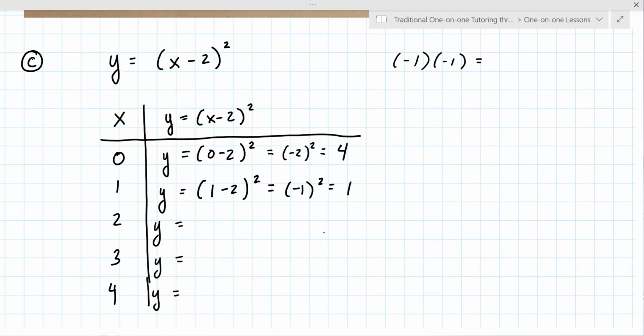All right, y equals 2 minus 2 is 0, and then 0 squared is 0.